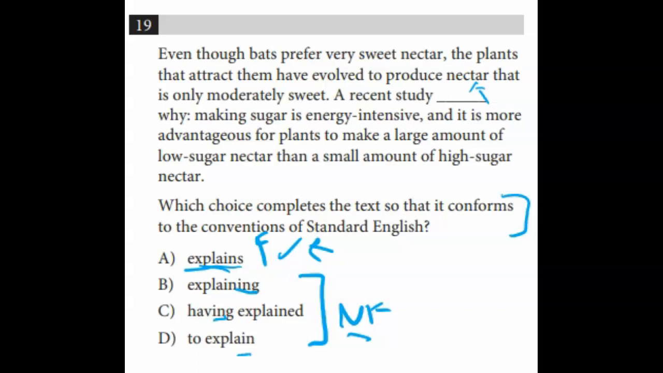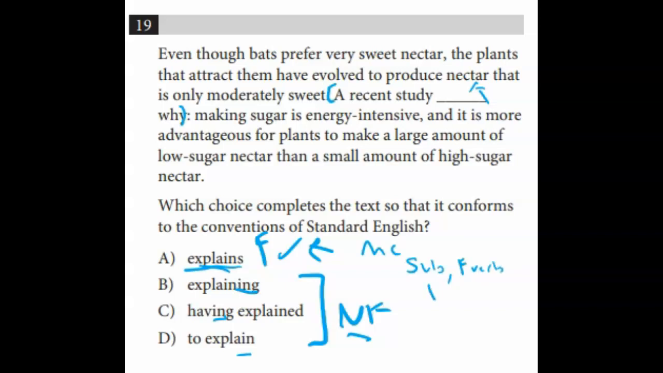And if you want to break it down a little further, this is a main clause. A recent study explained why. Boom. That sentence can stand on its own, so therefore, main clause. In order to have a main clause, I'm going to clean this up, I don't have a ton of space. So if you're going to have a main clause, you're going to have a subject, and you're going to need to use a verb, and that verb is going to have to be a finite verb here.